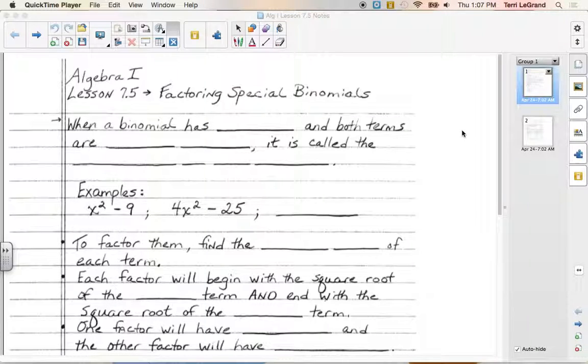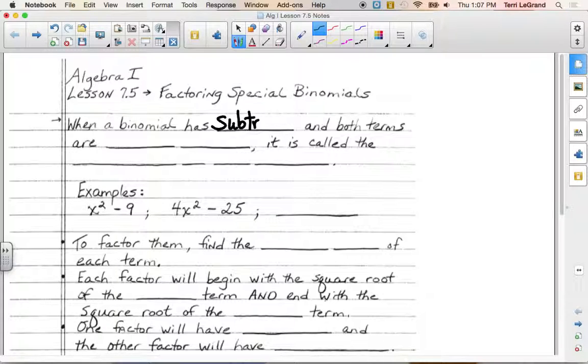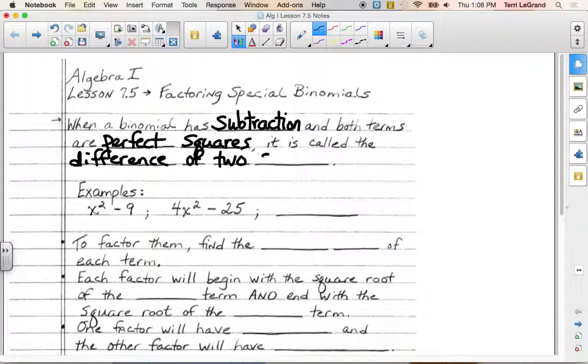Binomials. When a binomial has subtraction... okay, so binomial means it has what? Two terms. If there's subtraction between those two terms, and both terms are perfect squares, we look at it and say, oh, you are the difference of two squares. And that makes me happy because you're easy to factor then.